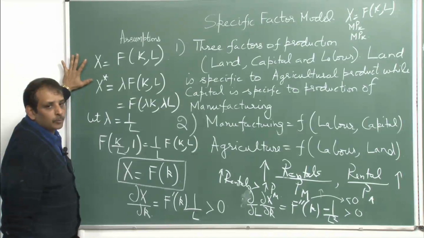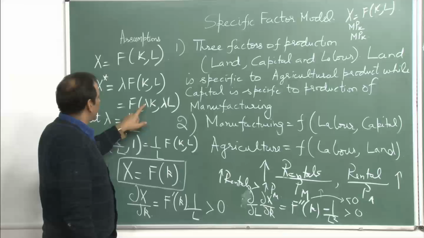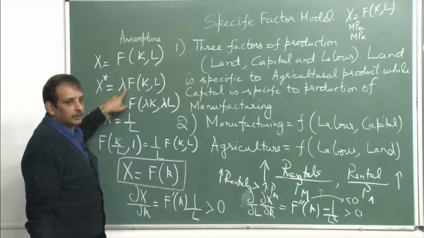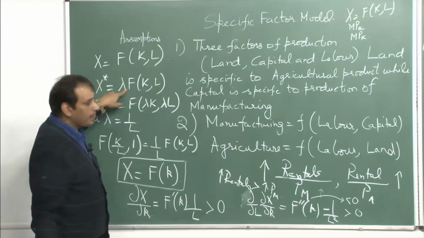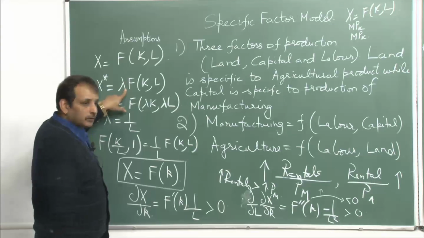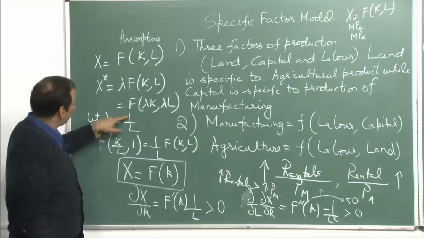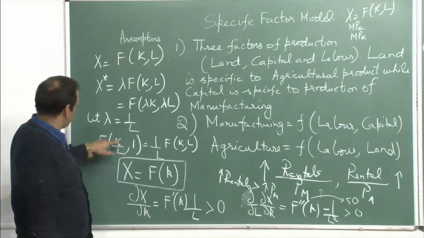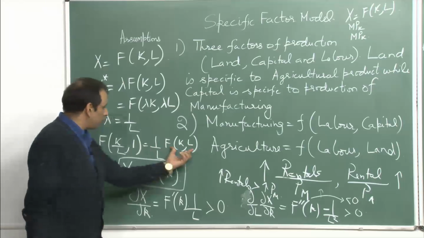It is a neoclassical production function. So if you increase capital and labor by a factor lambda, output also increases by a factor lambda. You have constant returns to scale. So let lambda equal 1 by L. Then f(K/L, 1) is (1/L) f(K, L), that is the output.